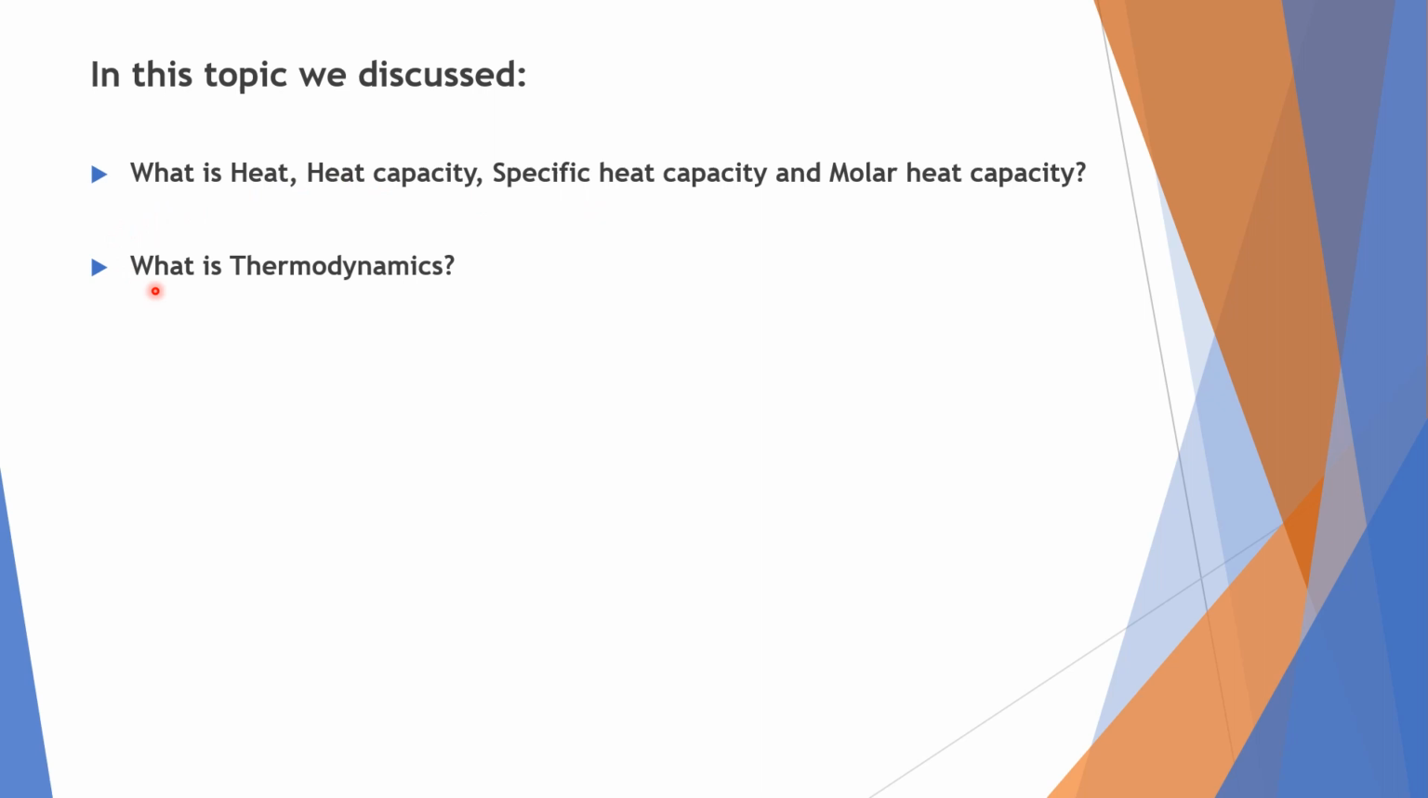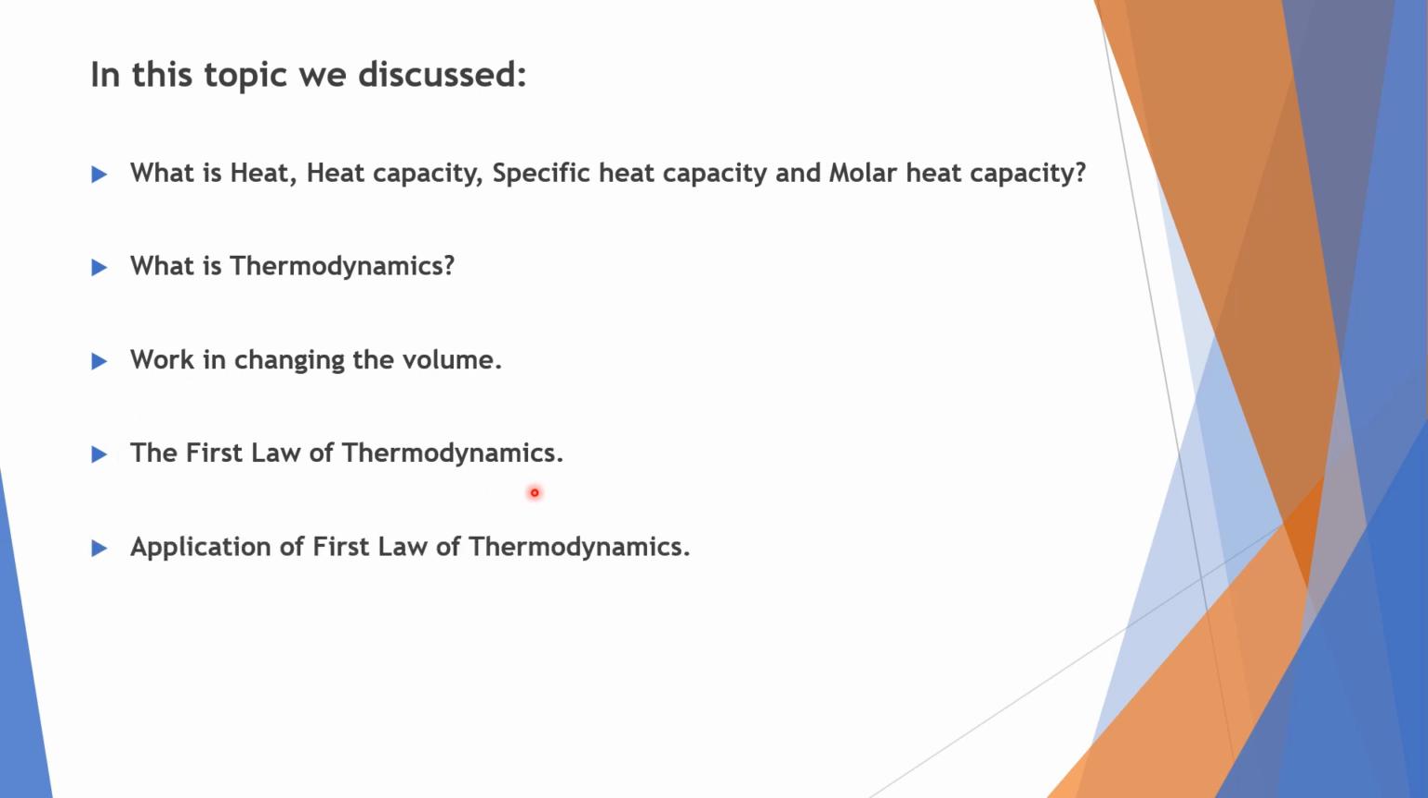After that, what is thermodynamics? Then I will derive the expression of work done in changing the volume of a thermodynamic system. After that, I will explain the first law of thermodynamics, and then its applications, and at the end I will derive certain expressions that include Cp minus Cv equals R, TV to the power gamma minus 1 is constant, and PV to the power gamma is constant.